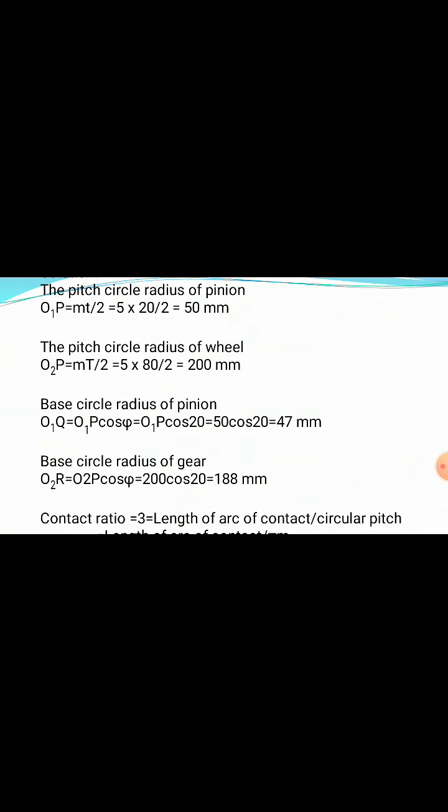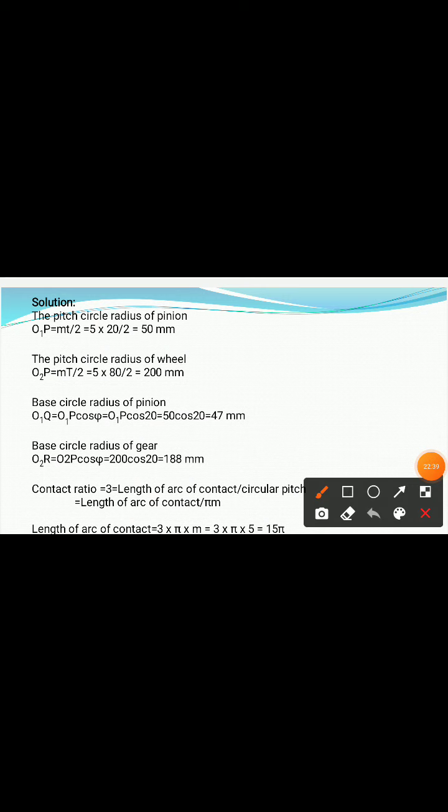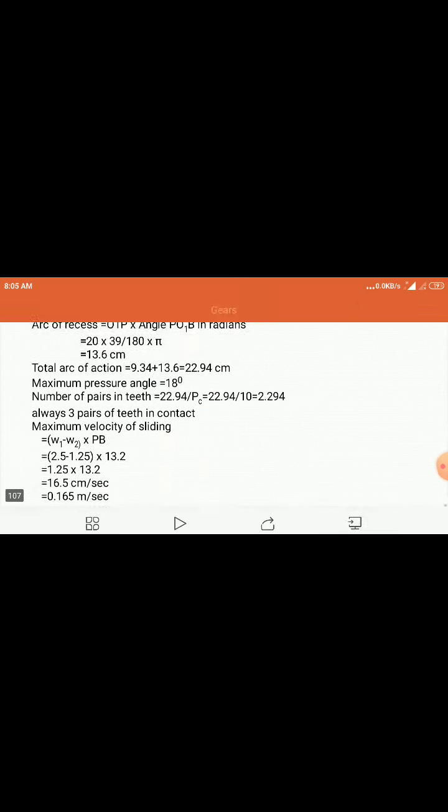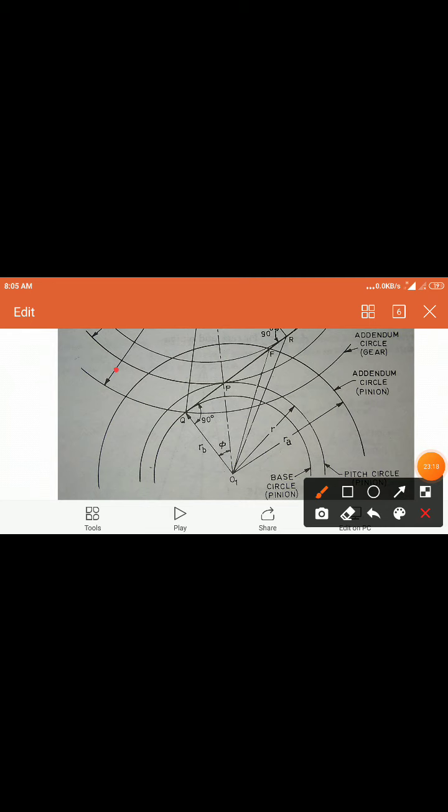Again, we will find out the R value. Now to find out this RA value, we go through this formula. If you look at this diagram, this is the RA value, and we have to find out this RA value. And here also we have to find out this RA value: this RA value for the wheel, and this RA value for the pinion.